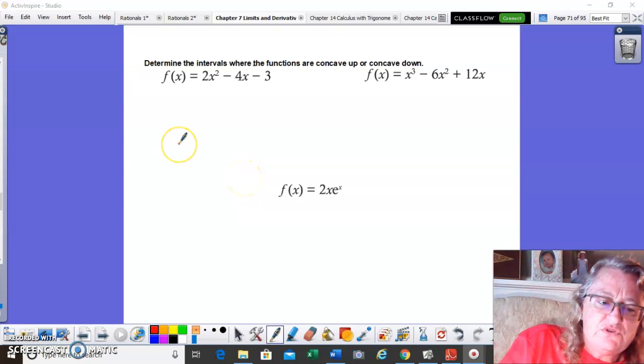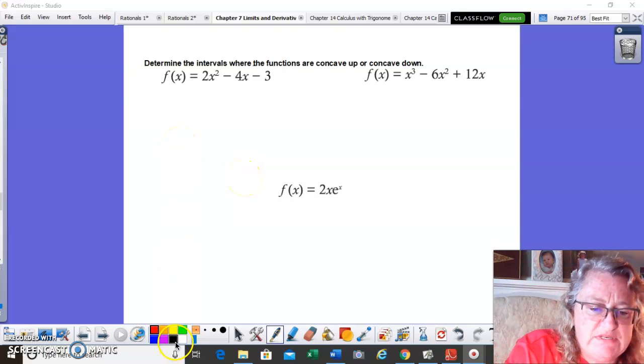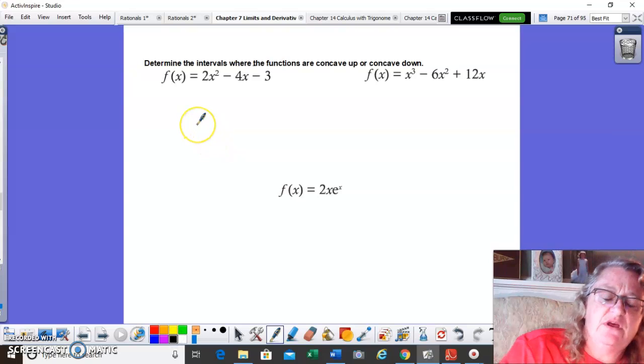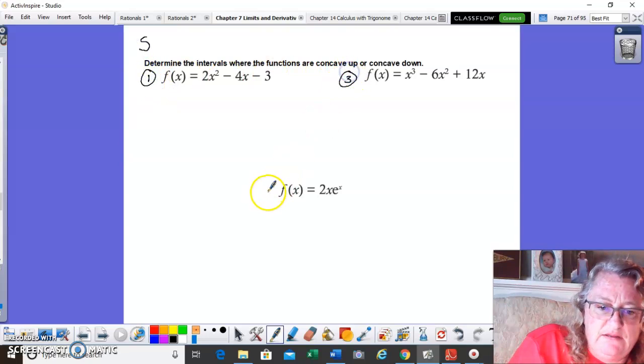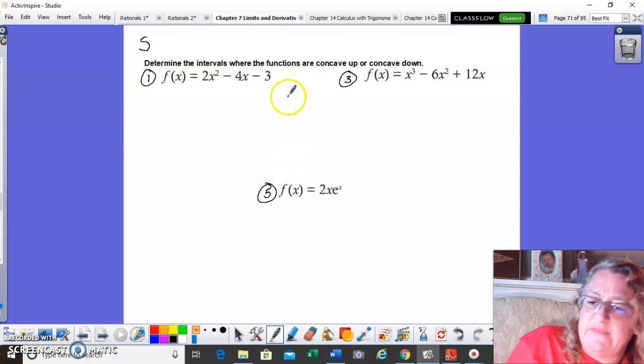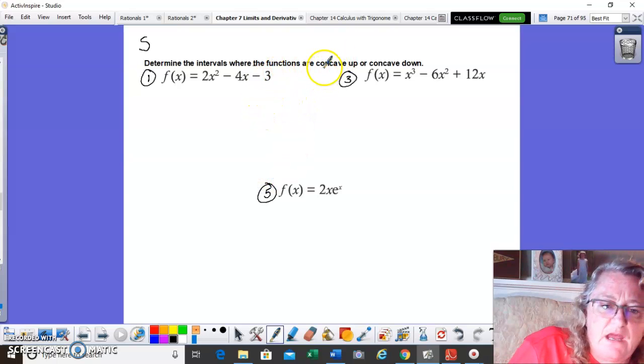All right, so we're going to try a couple together. These are actually from the textbook. They're from section S of the textbook. This is question 1. This is question 3. This is question 5. That's why you don't have to do them for homework.